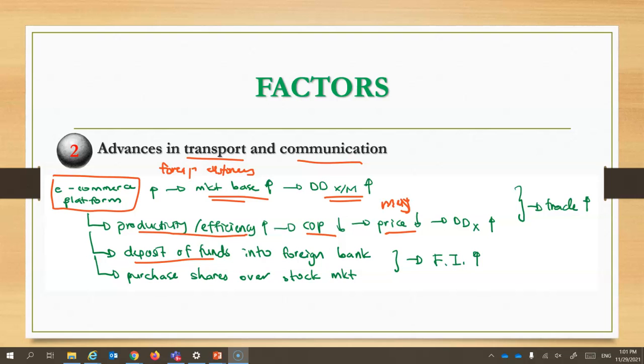Next is, again, with the e-commerce platform, deposit of funds into a foreign bank has been made so easy. This is what we call e-banking. With the e-commerce platform, what banks are using, we call it e-banking, but it is actually also a kind of e-commerce platform. It's just that it is not the buying and selling of goods and services that you always see. So we call it e-banking. E-banking makes it easier for foreign investors to bank money into a local bank, and for locals to bank money into a foreign bank if you want to.